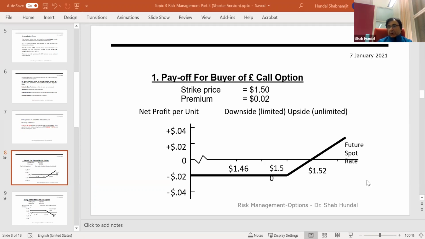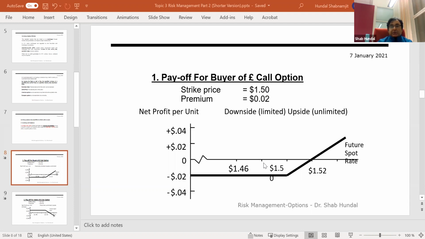Will you be exercising the option or not? Just write in the chat. At 1.48, will you be exercising the option or not? No. Yes, very well said. You will not, because the market is selling you at 1.48. The contract is 1.50. Therefore, the market is giving you a British pound 2 cents cheaper. Okay, then you don't exercise the contract.